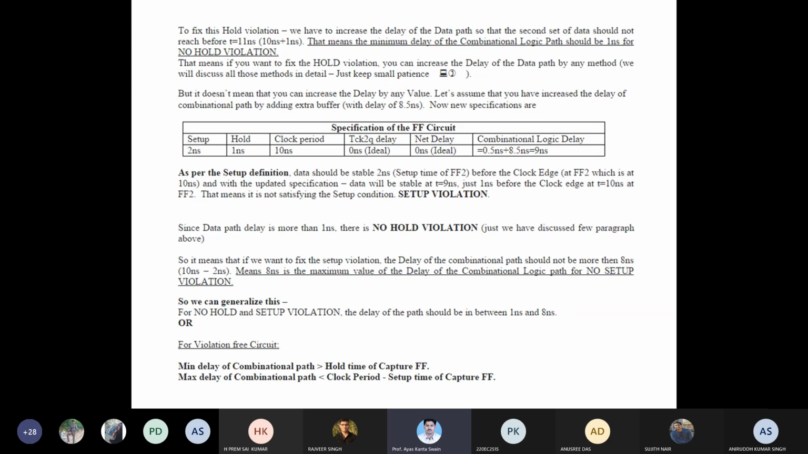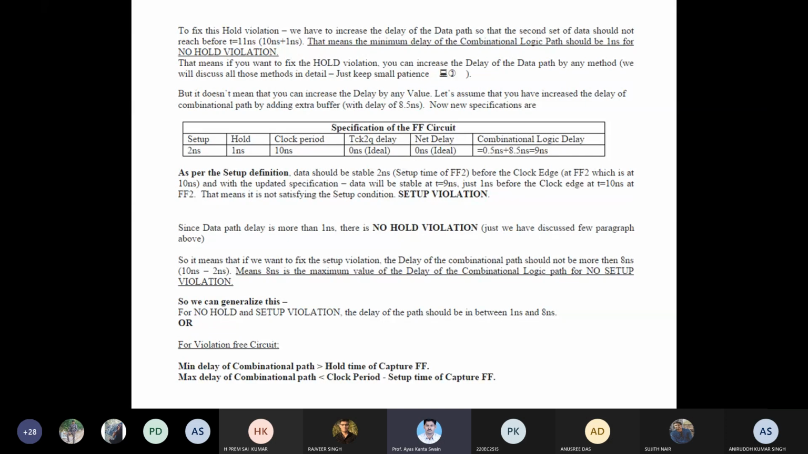Okay, then it does not mean that you can increase the delay by any value. You can't increase the delay by any value, it will be a problem for you. Let us assume that you have increased the delay of the combinational path by adding an extra buffer with a delay of 8.5 nanosecond. Okay, so we have seen that 1 nanosecond is the minimum delay required for the combinational design to be free of hold violation in this particular specification of the design.